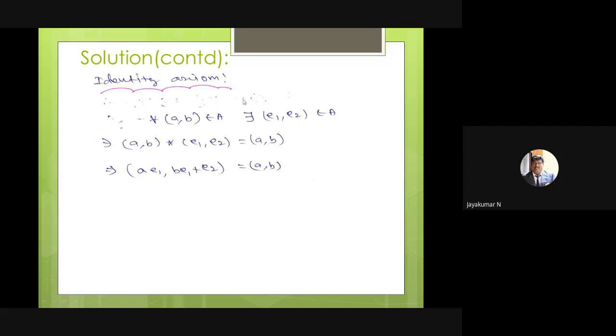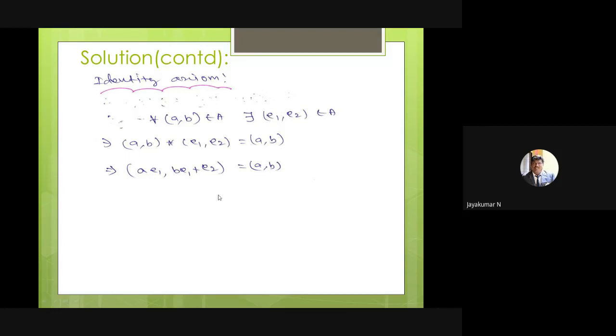So this is the wrong way. If we choose every element A, B belongs to A and let E1, E2 belong to A, what we have to prove is that A star E is equal to A. Sorry, this is how I wrote that we have to prove it. What is our identity axiom? If you choose any element in A, there is an element E in A such that A star E is equal to A. So this is what we have to prove.